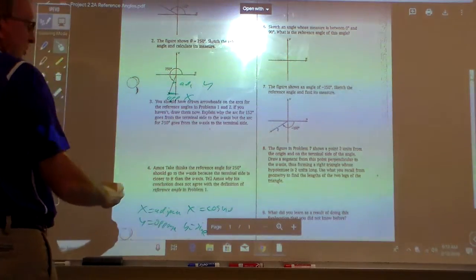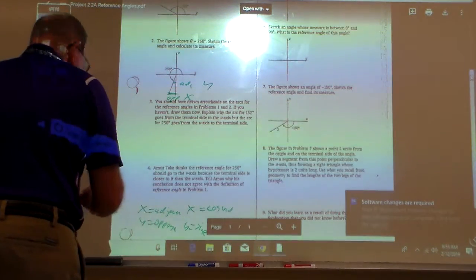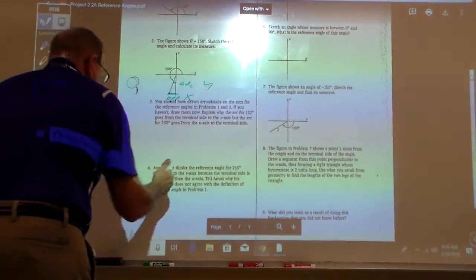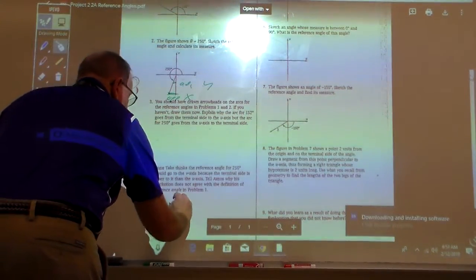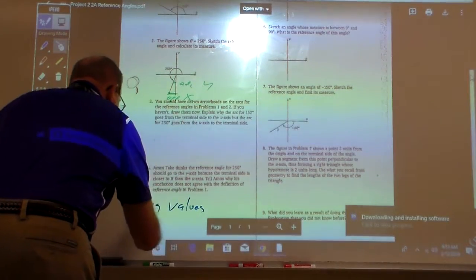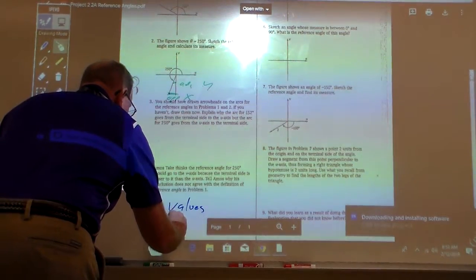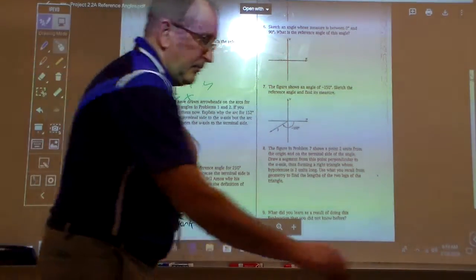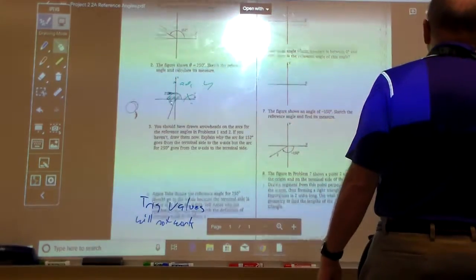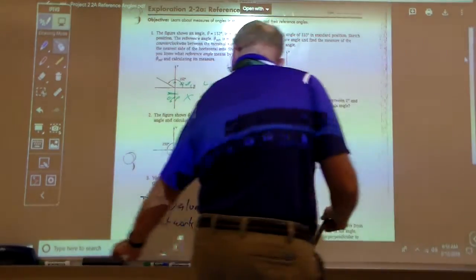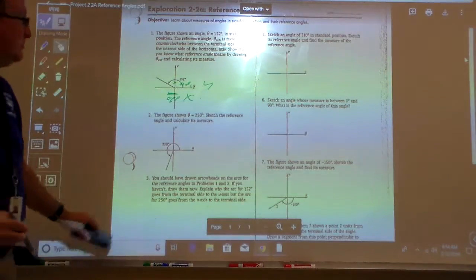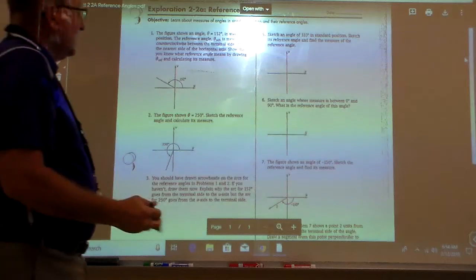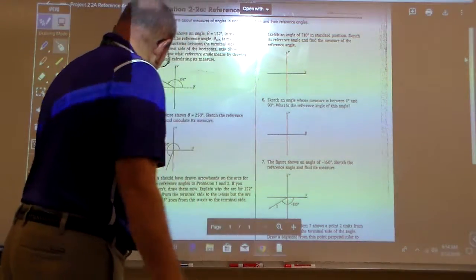Then our trig values won't work. The reason, for the answer for number 4, is that then we can't use them for our trig values. The trig values will not work that way. All right? Pretty simple. Forward. All right, let's look at what we have for question 5 up here. Sketch an angle at 310 in standard position and find its reference angle. Okay, so let's do this here.